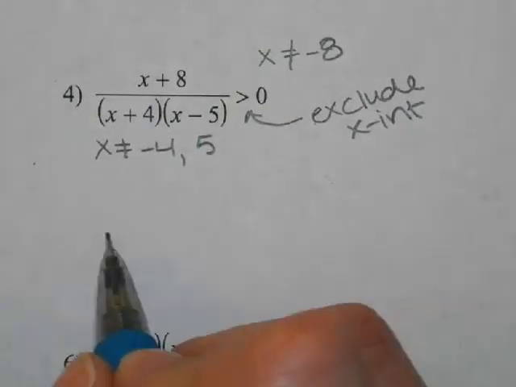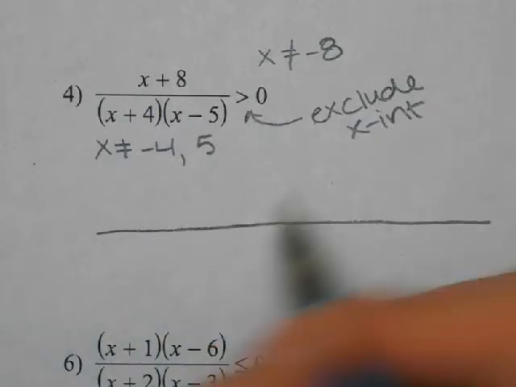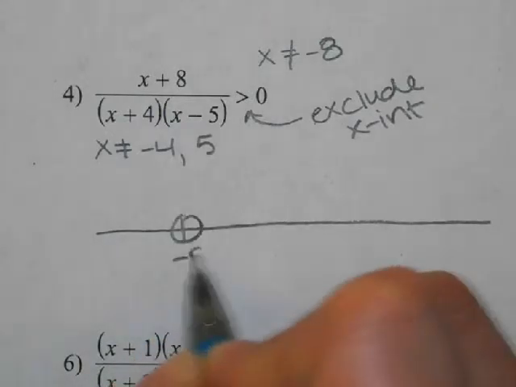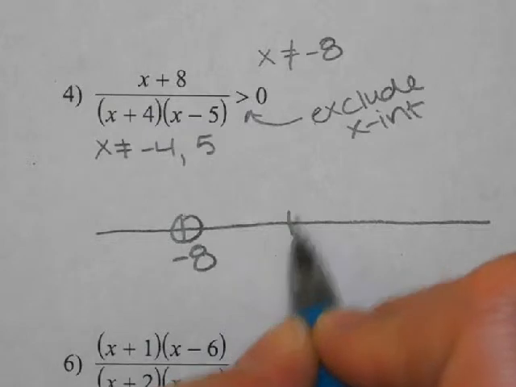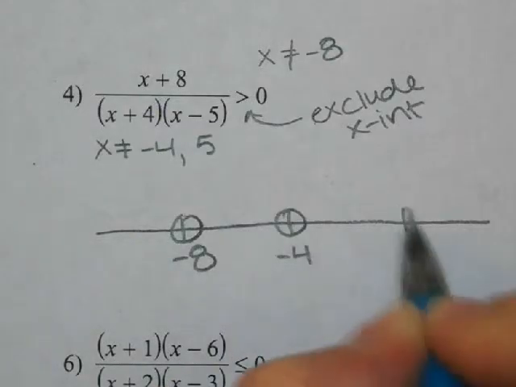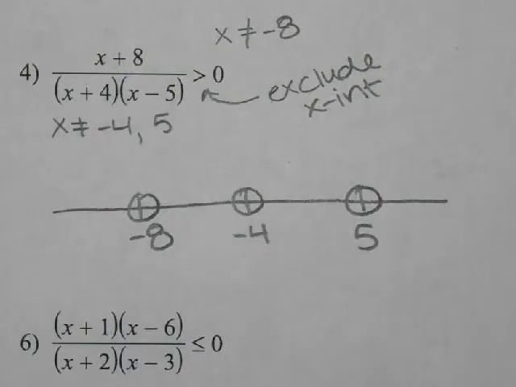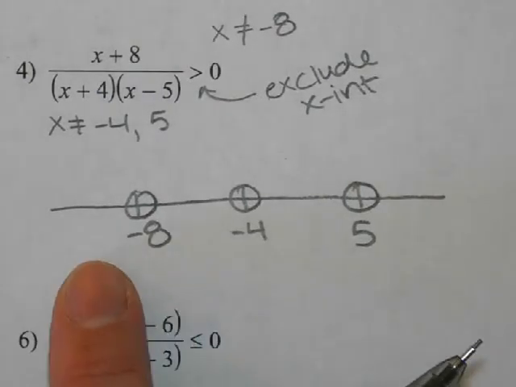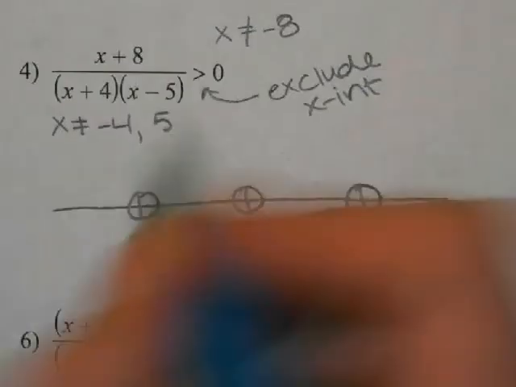All right, so now I'm gonna go ahead and draw my sign chart. So I have a -8 that I don't get to have, a -4 that I can't have, and a +5 that I can't have. And what do I do now? Plug in some numbers. So what's a good number that is smaller than -8? -9?